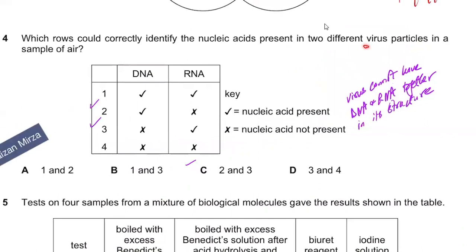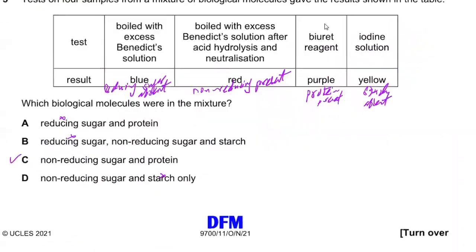So here you have the viral particle having both DNA and RNA. No, that's an incorrect option. If both are absent, again that's an incorrect option. The second and third options are correct: if DNA is present, then RNA must be absent. If DNA is absent, then RNA must be present. So in this case, the answer becomes C, which is 2 and 3.